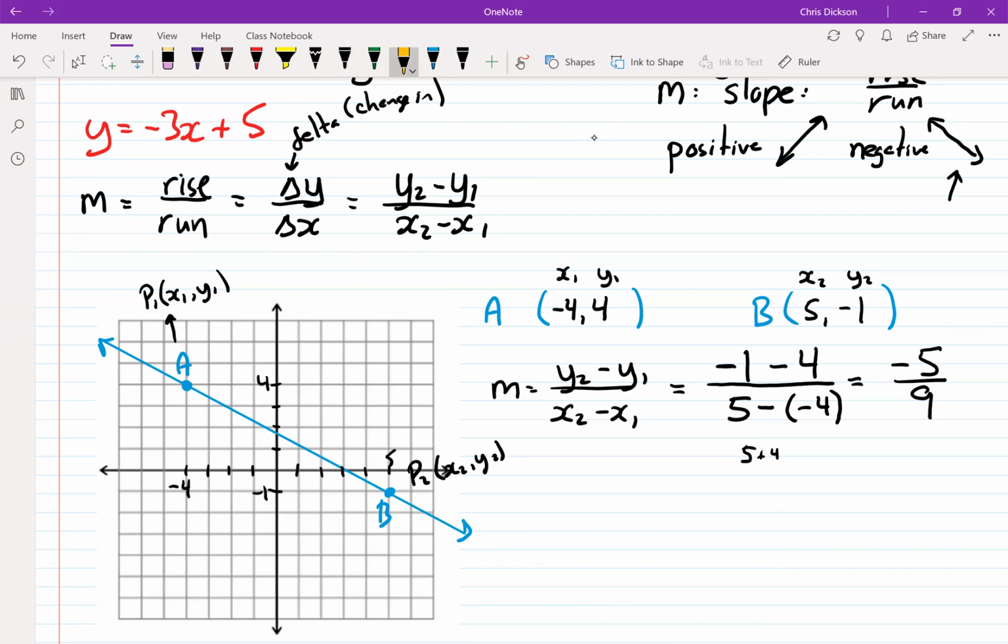Let's just check that. So 1, 2, 3, 4, 5, and then 1, 2, 3, 4, 5, 6, 7, 8, 9. So it does do that. It goes down 5 and over 9 units here. So that's how we do slope. So if I was writing the equation for this line, I now know y equals -5 over 9x plus b. I don't know b yet. It looks like it's around there. But in my other video, I'm going to show you how to do that, okay?